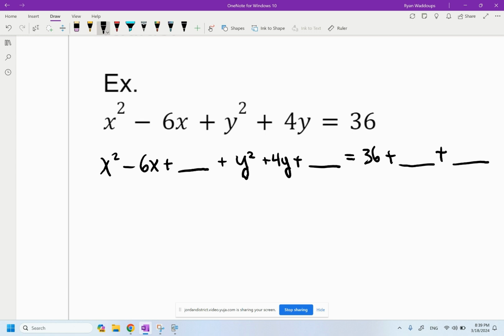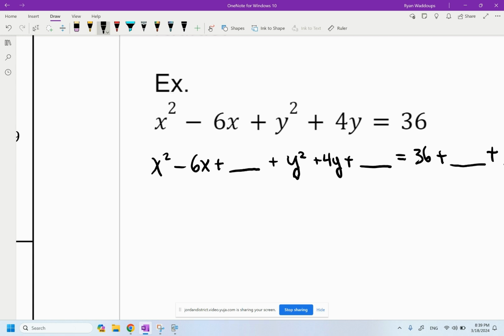So then I'm going to go over here and I'm going to say, okay, well, I got negative 6. So I take negative 6 divided by 2 gives me negative 3. And then I'm going to take that negative 3 and square it, and I would get positive 9. And so positive 9 is what I'm going to add here, but I need to add it over here as well.